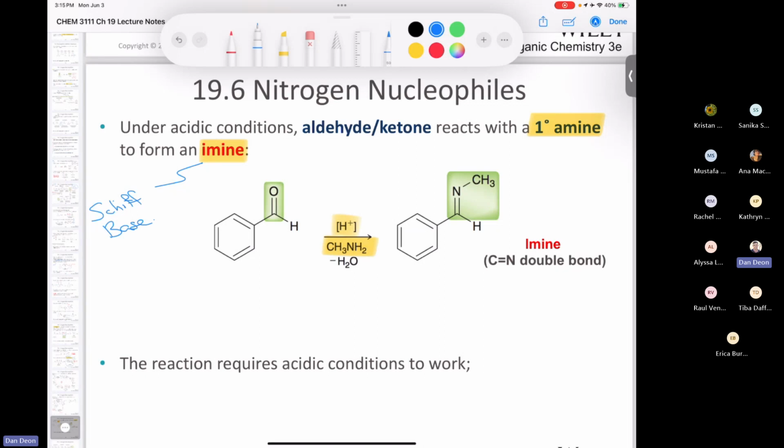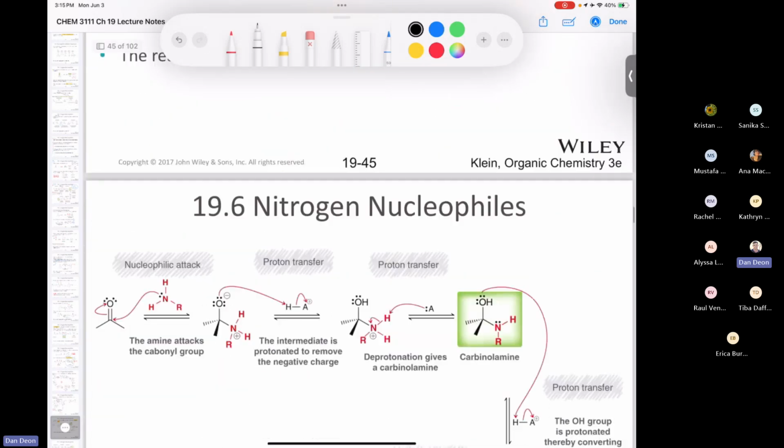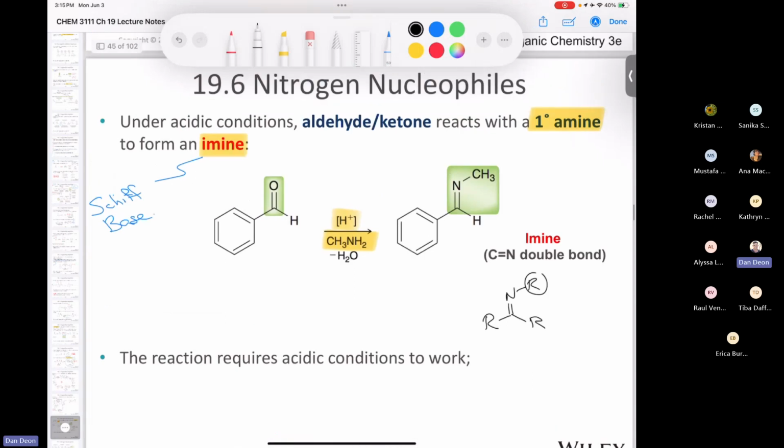But anyhow, so you form an imine, and an imine is a new functional group. So an imine is nothing more than this. So you have a nitrogen and you have some kind of R group here. This R group could even be a proton, and it's still called an imine or a Schiff base. So again, a primary amine with an aldehyde or a ketone, catalytic amount of acid, remove water, gives you an imine.